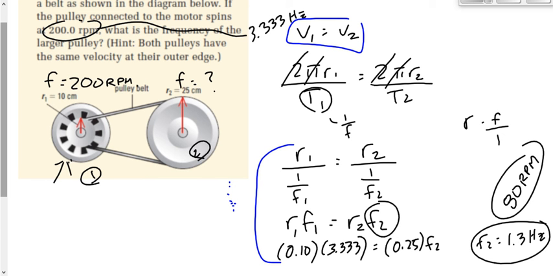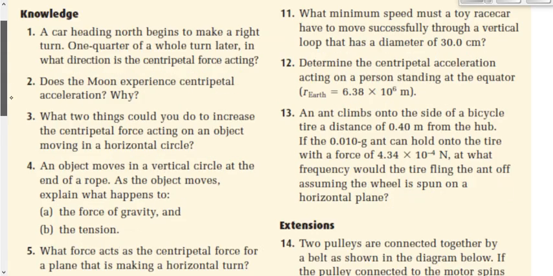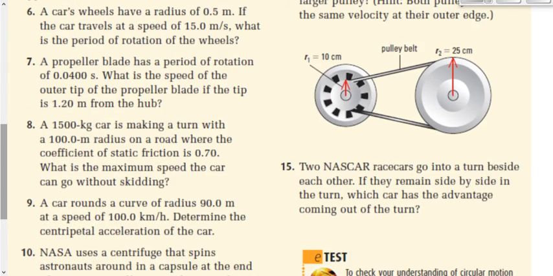All right. Our last question that we need to go over here is question number 15, which says, two NASCAR race cars go into a turn beside each other. If they remain side by side in the turn, which car has the advantage coming out of the turn? Now, in all likelihood, they will not remain side by side in the turn. How come? Good. The vehicle on the inside has less distance to cover. So unless the vehicle on the outside is traveling significantly faster, it's not going to remain in the same position going around that turn, right?